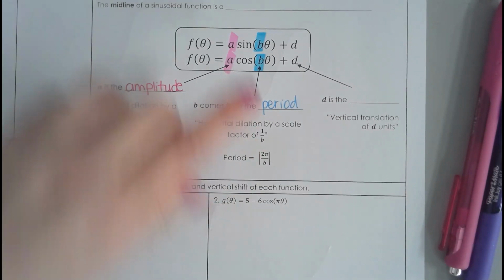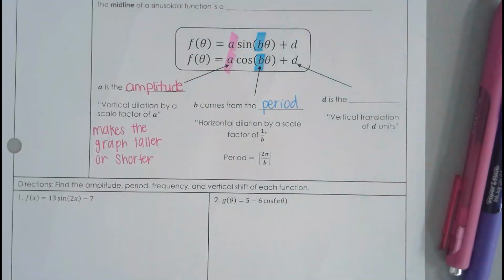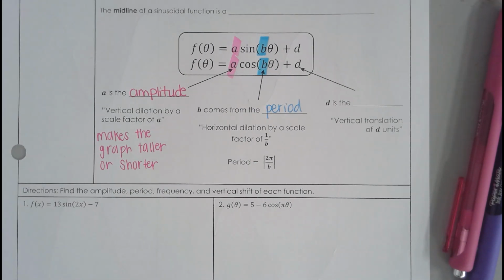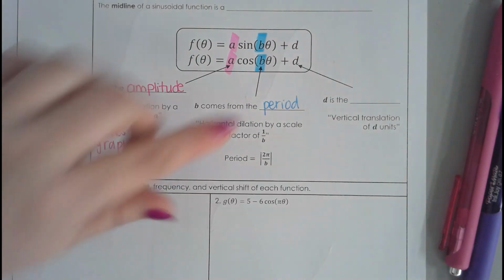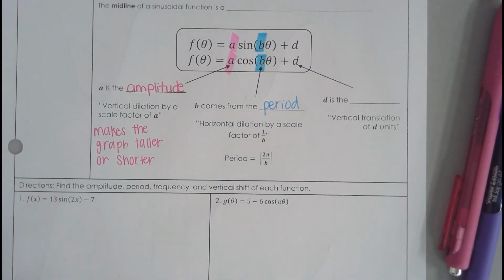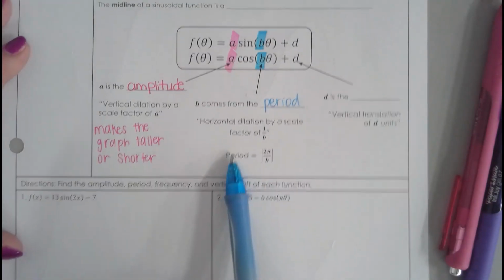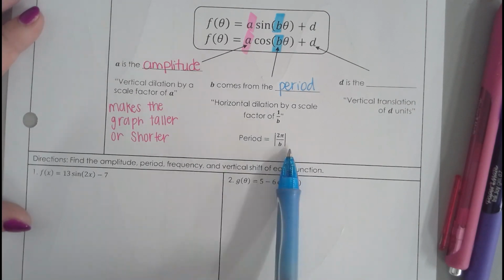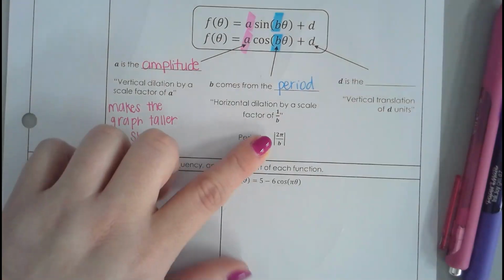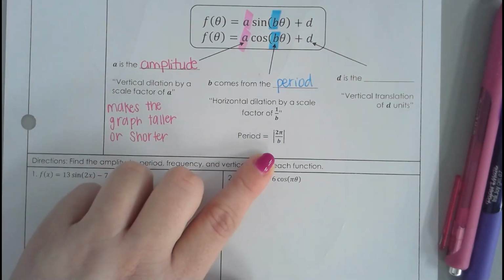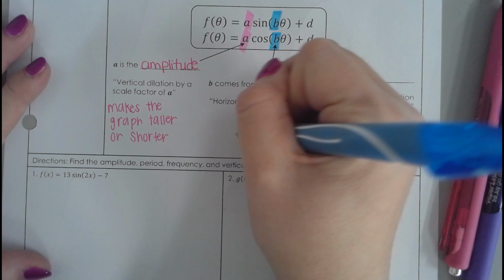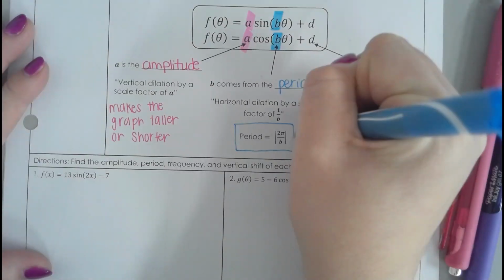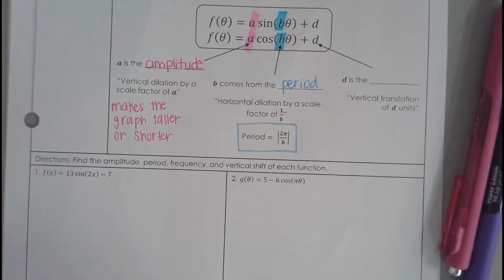If you remember, anything that happens inside with the X, any transformations, is opposite. So it's 1 over B. So if I'm asking you to describe the transformations, that's how you would word it. But what we do, your period is 2 pi. That's how you find your period. So it's 2 pi over the B value. That your period is a negative number.